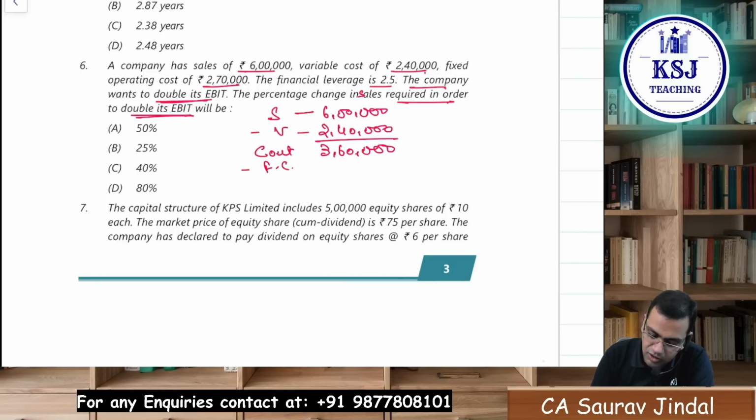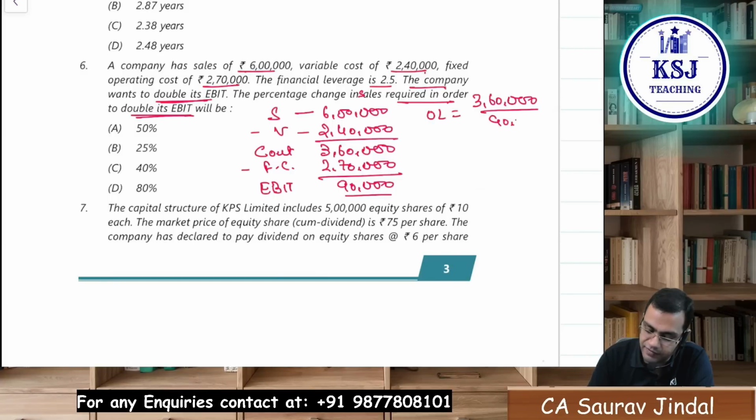Minus fixed operating cost of 2,70,000. Right? So you will get here 90,000 of EBIT. What will be your operating leverage? That will be contribution of 3,60,000 divided by EBIT of 90,000. So operating leverage will be 4.